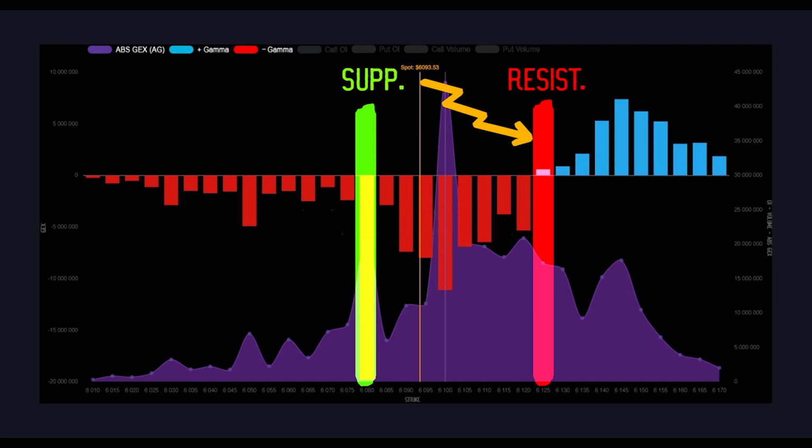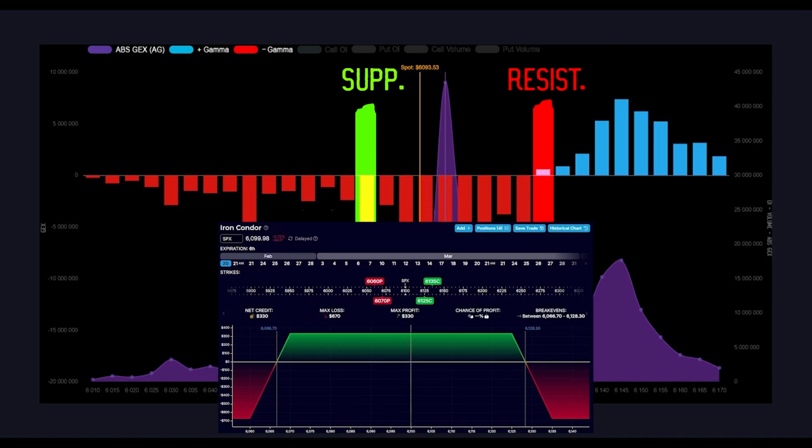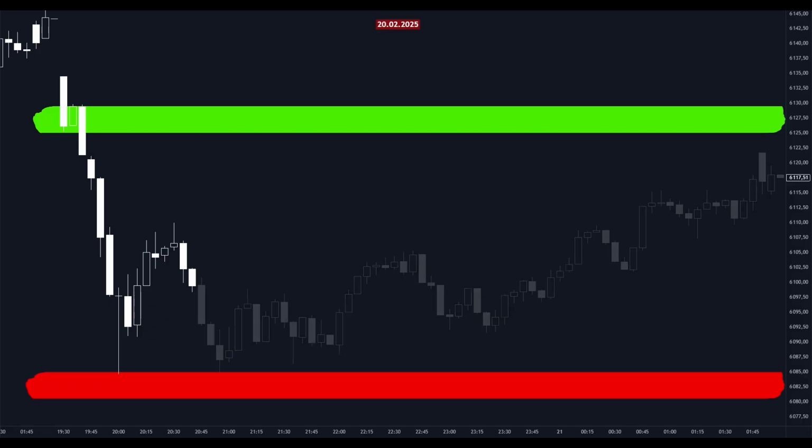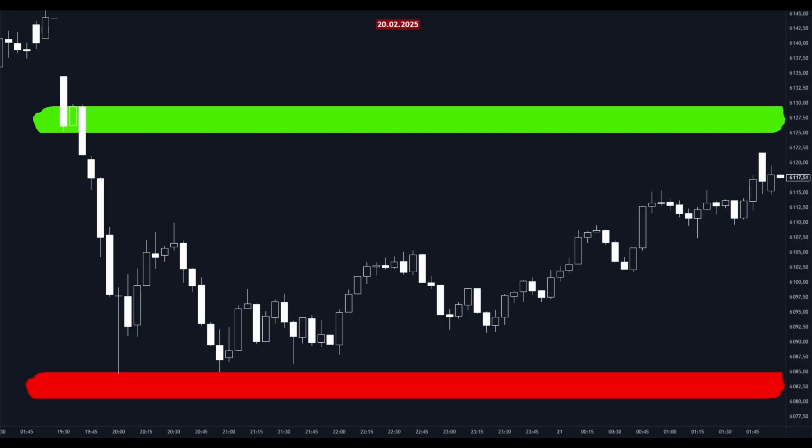But there was also another way we could have done it. Since we have already identified the support level of 6,080 and the resistance level of 6,125, we could open the iron condor at these levels and the position profile looked like this. As a result, the price tested 6,080 as support several times during this day. This level did not let the price go down, but the day closed around 6,115 and the price did not go beyond the expected range.